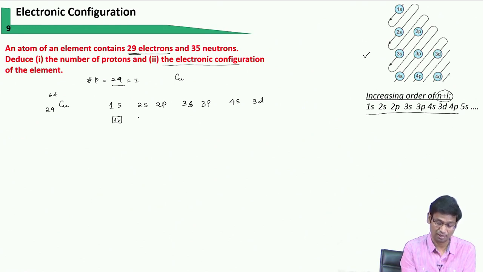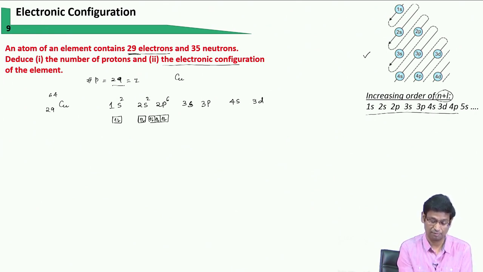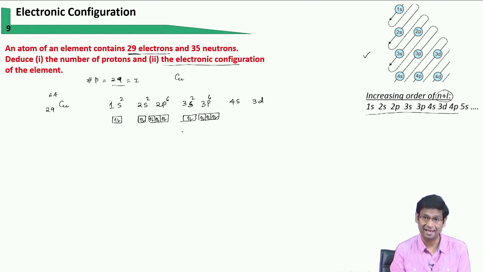1s can have 2 electrons, so I already gave 2 electrons to them. 2s can have 2 electrons, 2p can have 6 electrons. So, together now if I count, I have already used 10 electrons. Now, let us look at 3s and 3p. If I fill 3s 2, 3p 6, I am done with 18 electrons. So, I am left with 11 more, because I have got 29 electrons to fill.